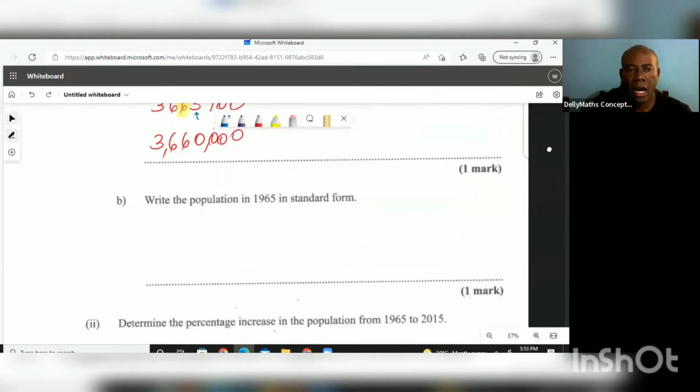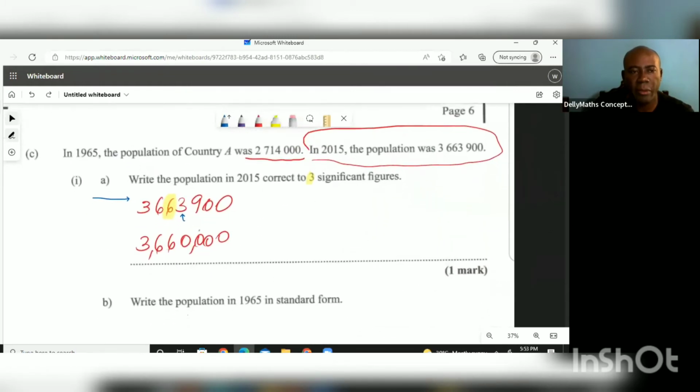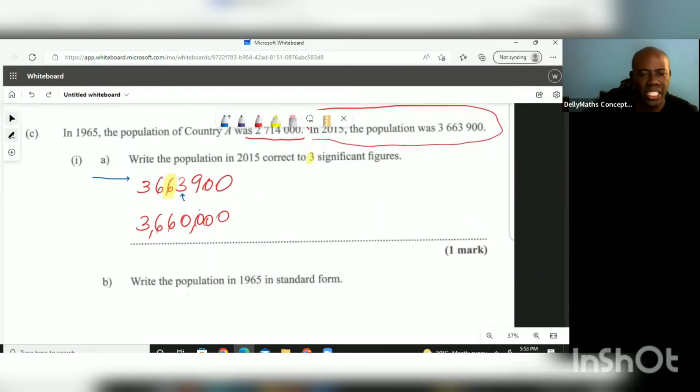All right, write the population in 1965 in standard form. So let's go for the population in 1965. The population in 1965 was 2,714,000.